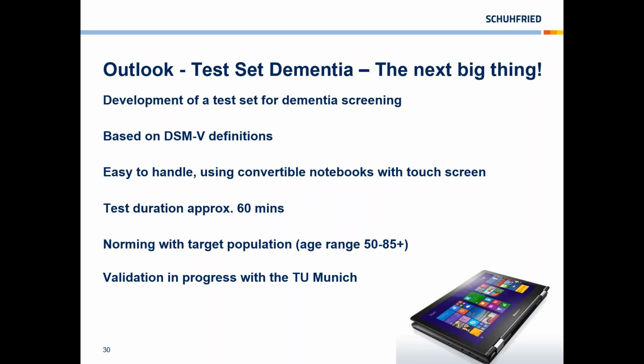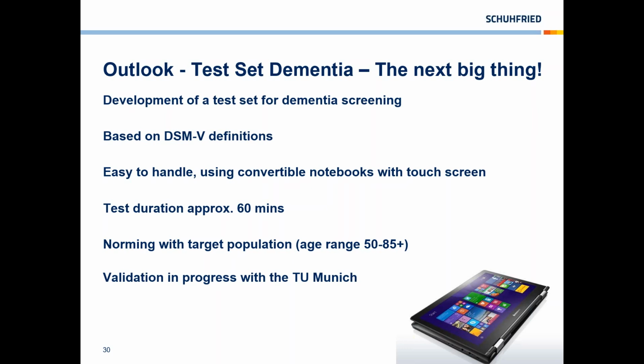The test itself is not too long. It's approximately 1 hour. There are many different tests in there, but it's still not longer than an hour. Like I said, we're currently in the process of norming the test. We have a target population with an age range of 50 to 85 and plus. So we're really norming that thing for the target population.